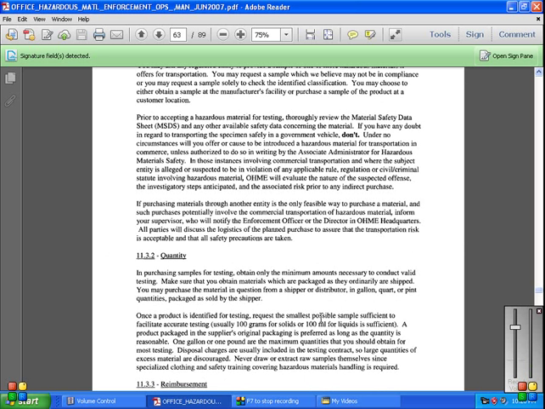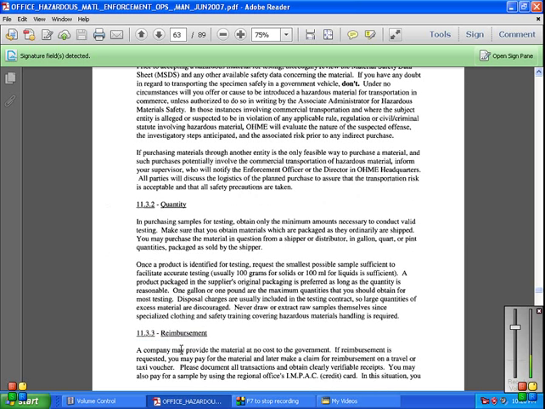If possible, the original package is preferred, as the manufacturer is responsible for quality. One gallon or one pound is the maximum quantity that should be needed for most testing. Disposal charges are included in the test contract, so large quantities of excess materials are discouraged. Never draw or extract raw samples from the packages yourself, as specialized clothing, safety training, and hazardous material handling are required.